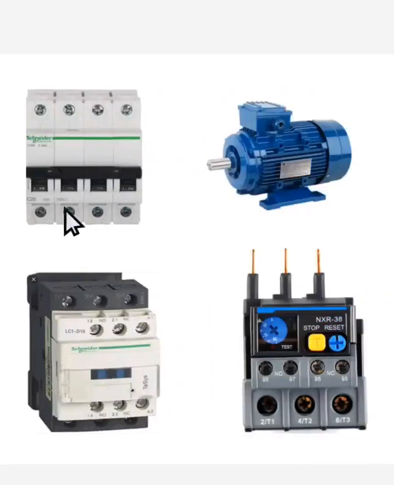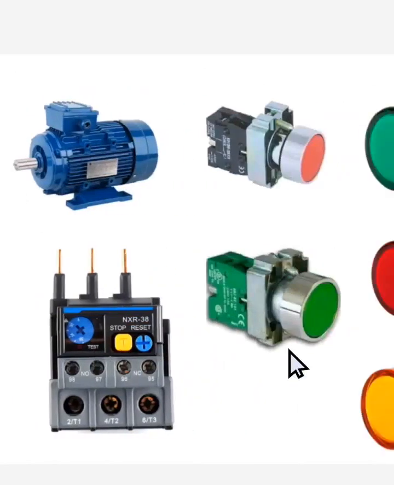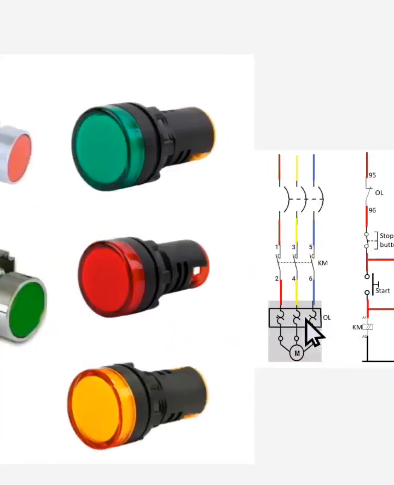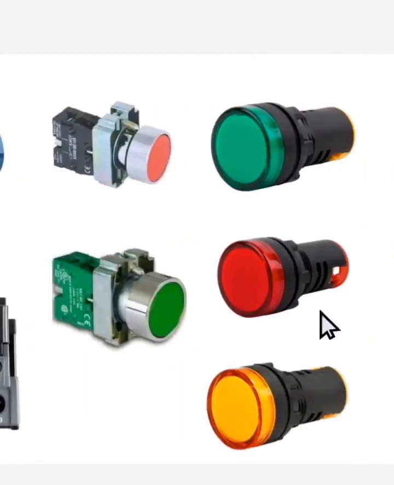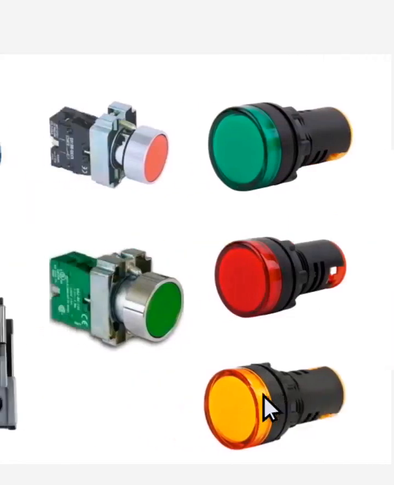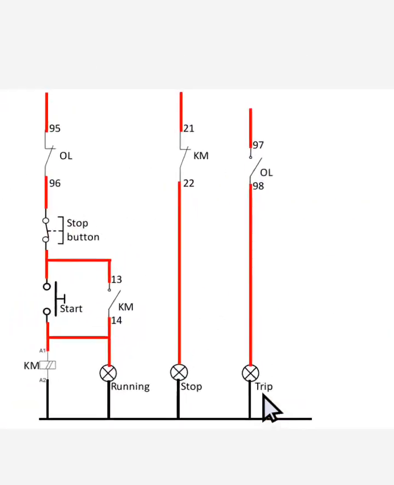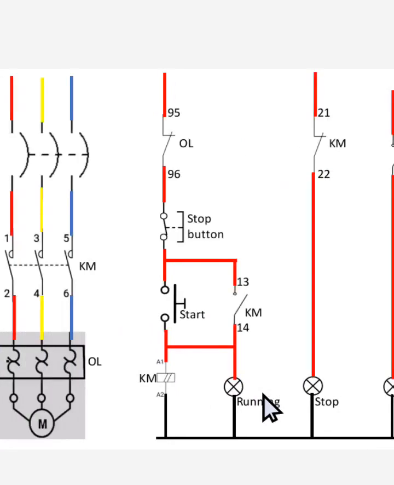This is a circuit diagram, this is a contactor, this is a motor, this is an overload, and this is a stop button, this is a start button. These are the lights, the indicator lights. This is a running light, this is a stop light, and this is a trip light. Now let's go to the schematics.